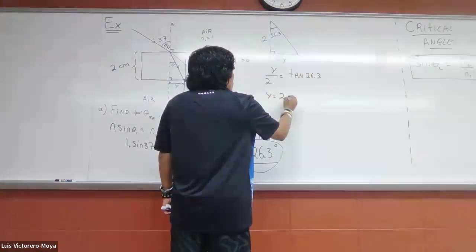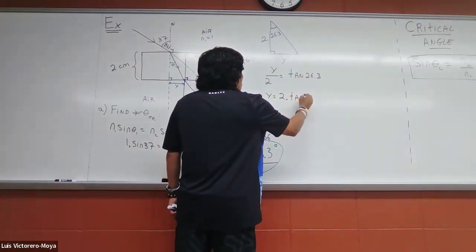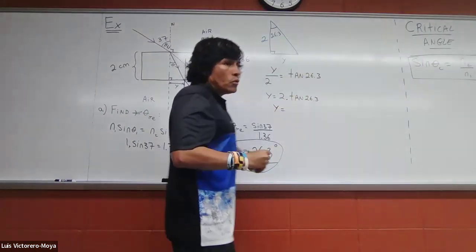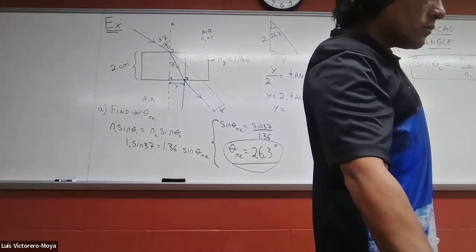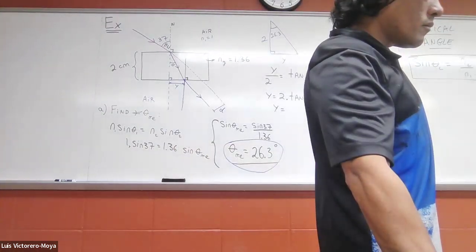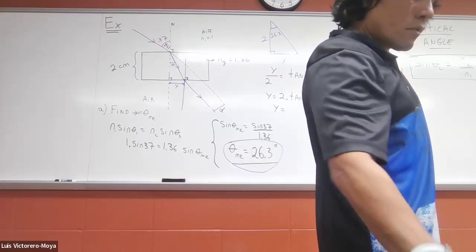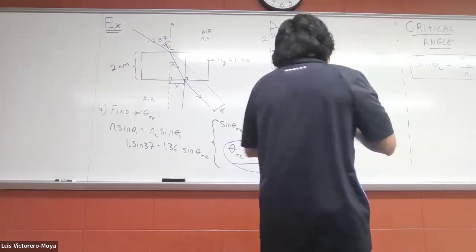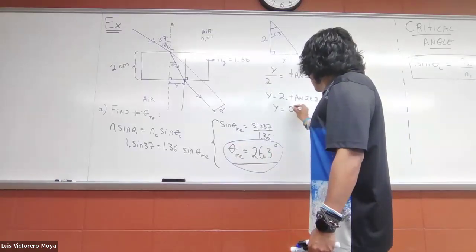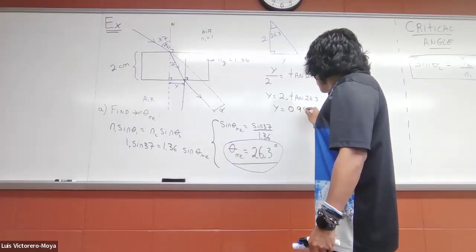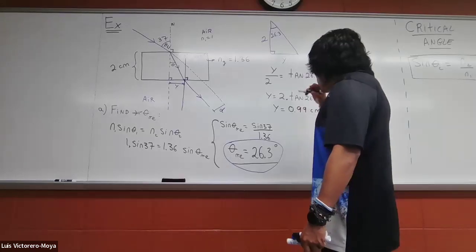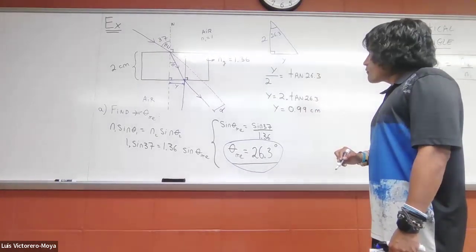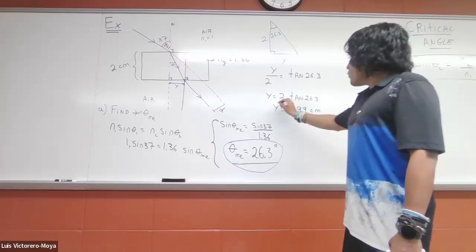So you can find y. y is 2 times tangent of 26.3. y equals 0.99 centimeters, almost 1 centimeter. Okay? So that's the value of y.